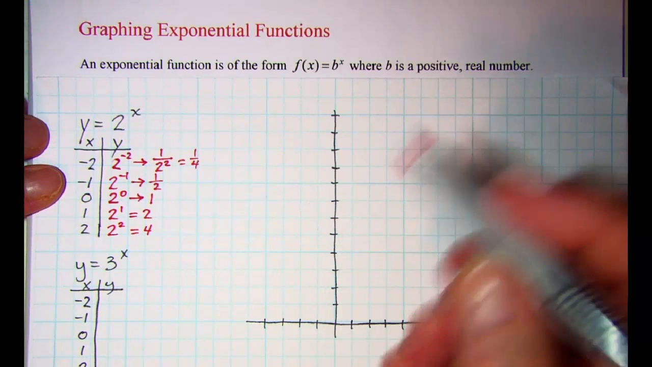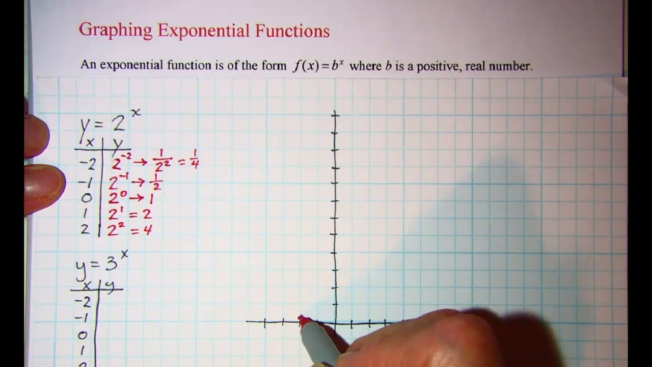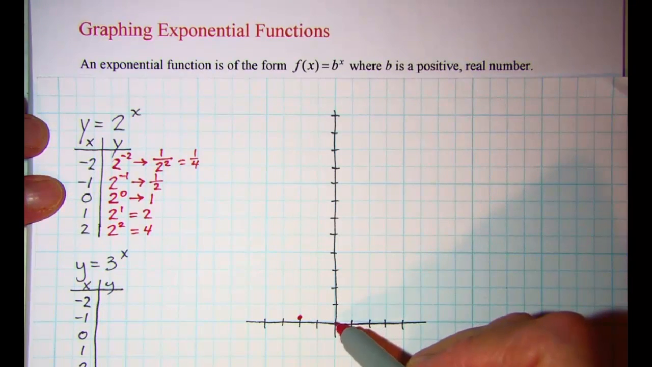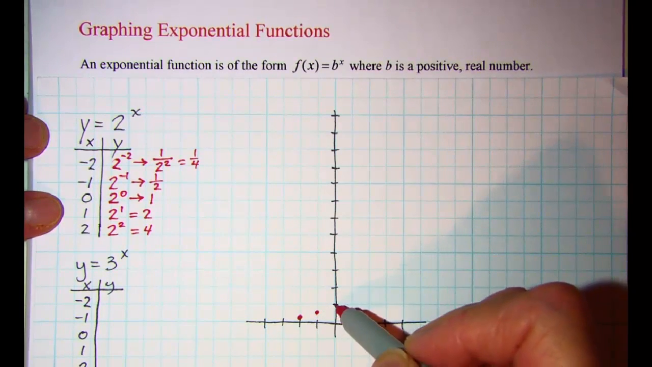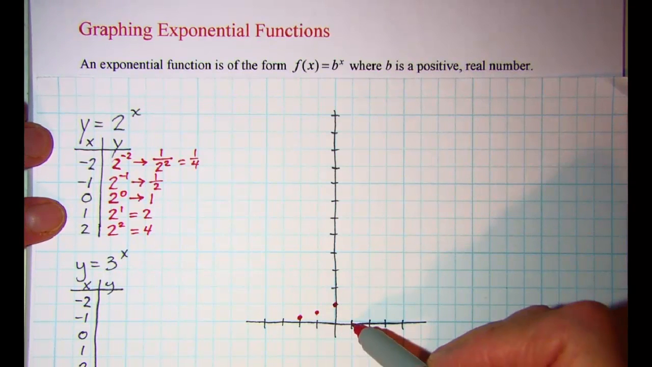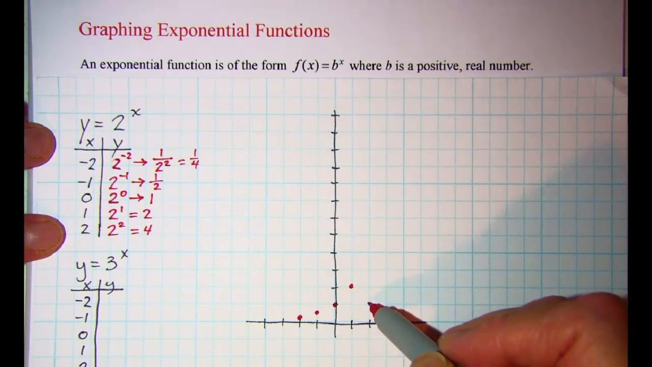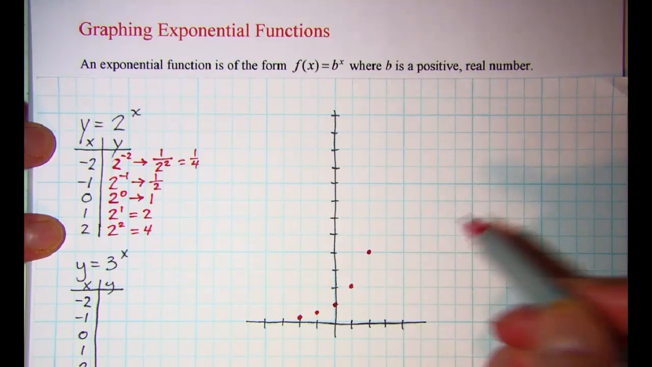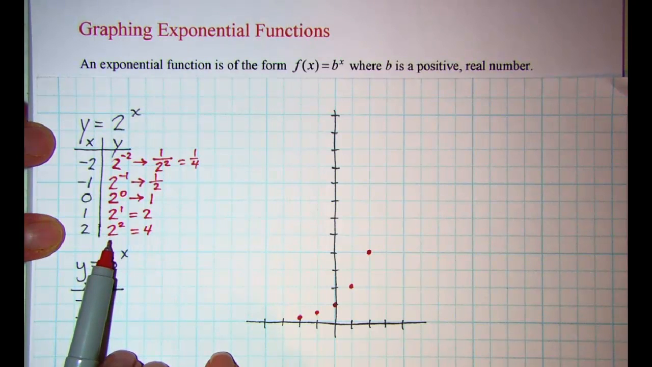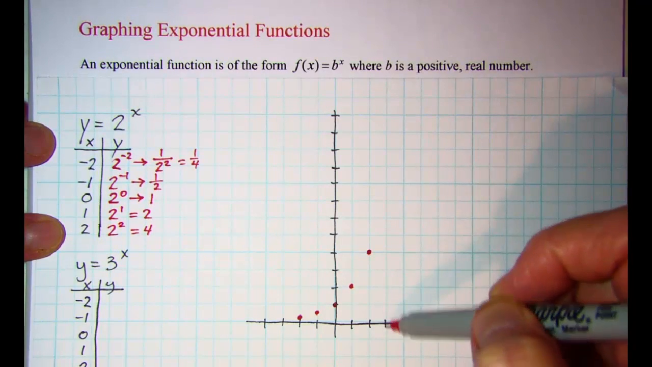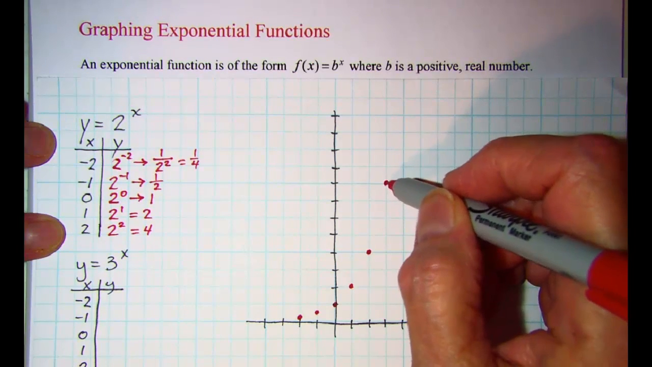So this curve, when x is negative 2, y is 1/4. When x is negative 1, y is 1/2. When x is 0, y is 1. When x is 1, y is 2. And when x is 2, y is 4. Now, if we did x is 3, we would have 2 to the third power, which is 8. We have that on our graph. We can go up to that point.